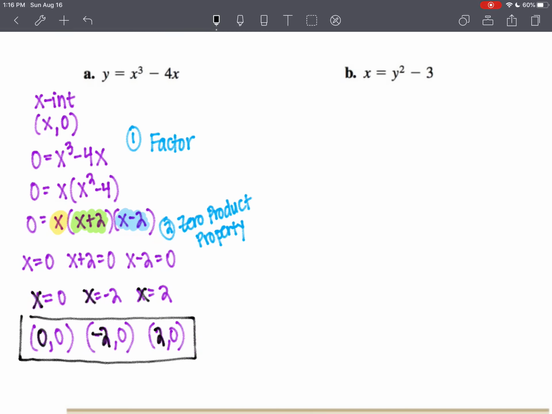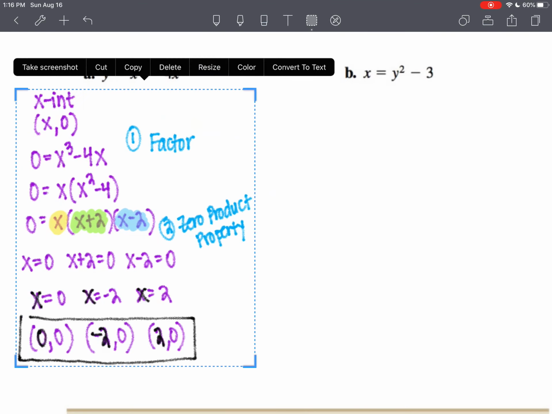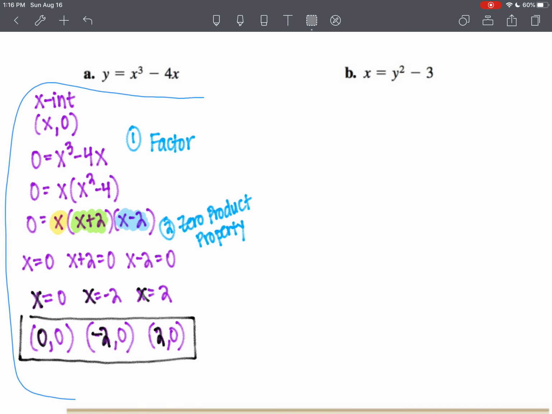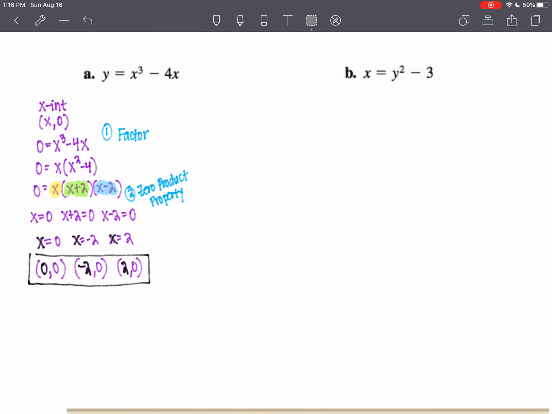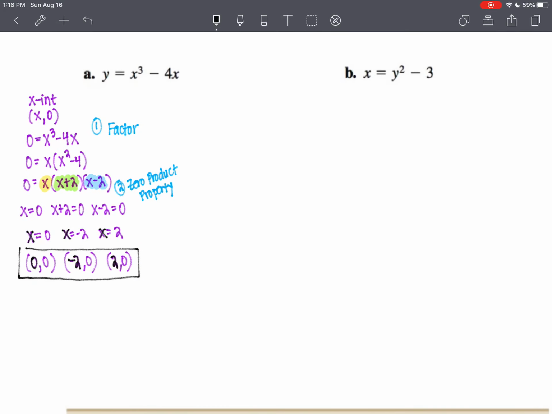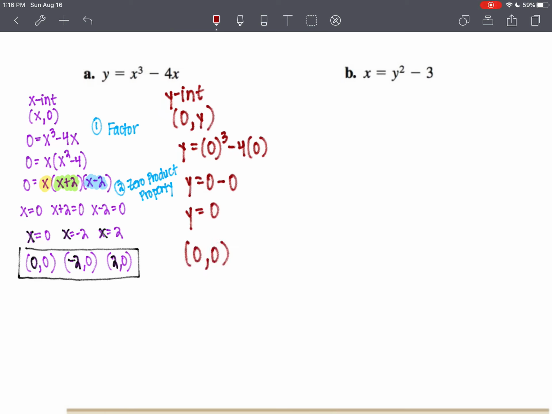Now we have to find the y-intercepts. Now we're going to find the y-intercept. So the y-intercept is the value of y when x is 0. So we've got y equals 0 cubed minus 4 times 0. Y is equal to 0 minus 0, which is 0. So the y-intercept is 0, 0.